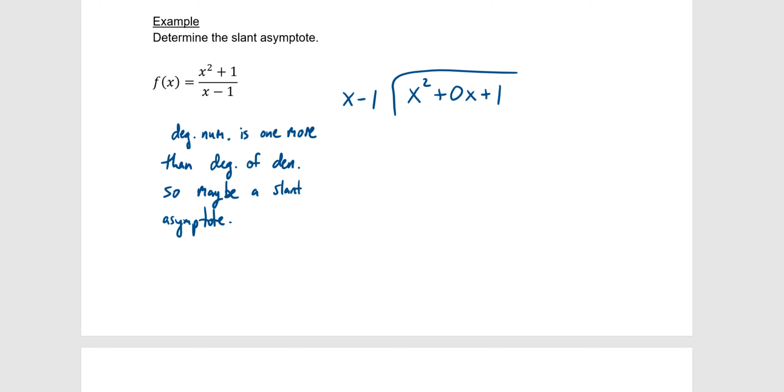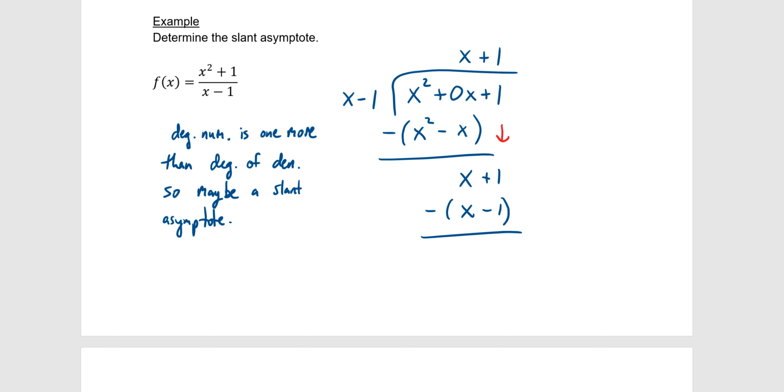So remember, we can divide these leading terms to help us. We're going to end up getting an x here, multiply that through and subtract. We get x squared minus x. And then we subtract this. The x squareds cancel. 0x minus a negative x is positive x. Bring down that plus 1. And then we can have a 1 right here. 1 times that divisor, we end up getting x minus 1. And we subtract, we get 1 minus negative 1, which is 2. So the remainder is not equal to 0, so we do have a slant asymptote.